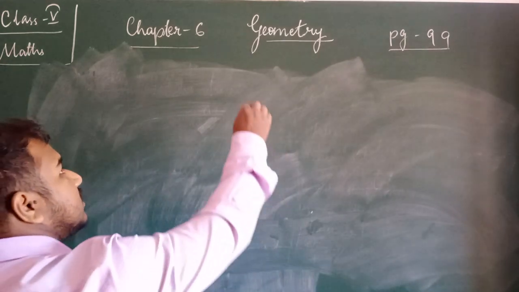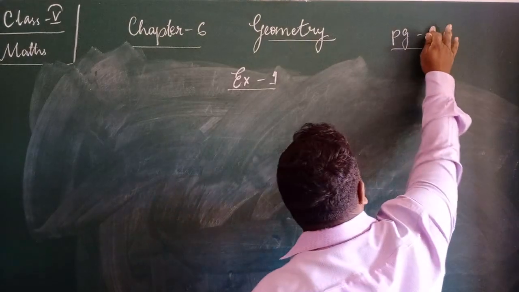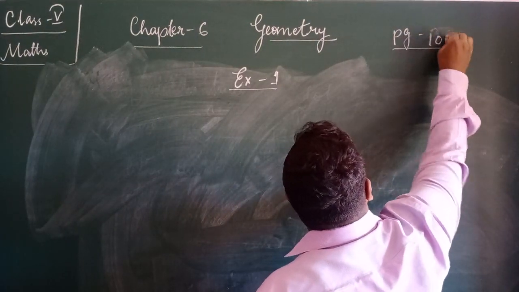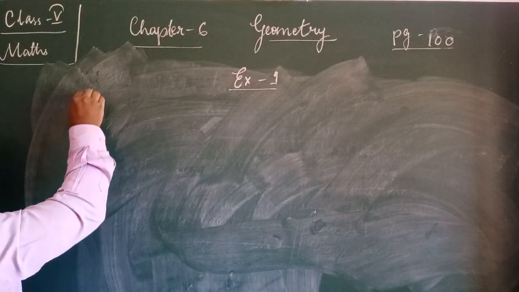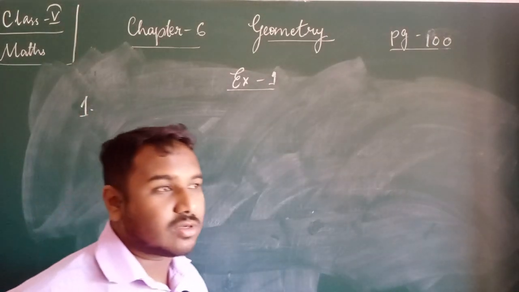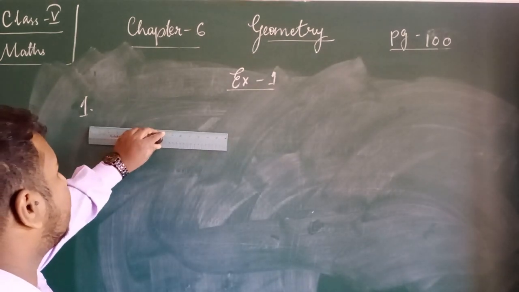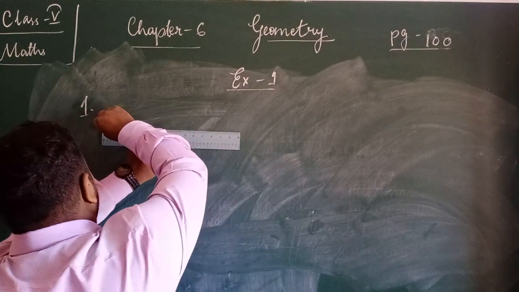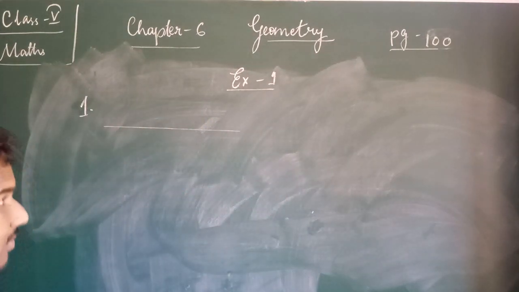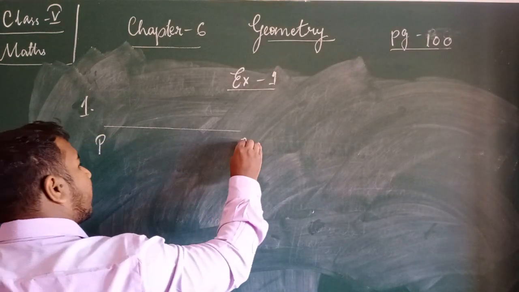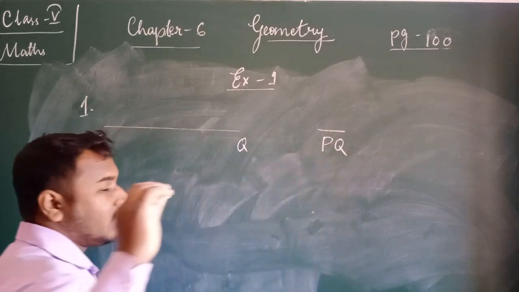Exercise 1, page number 100 and 101. In question number one, it is given: name the line segments and measure their lengths. For example, this is a line segment. You can see here, one line segment is given, that is your PQ. First of all, you will write the same name PQ, then a bar, that means line segment.